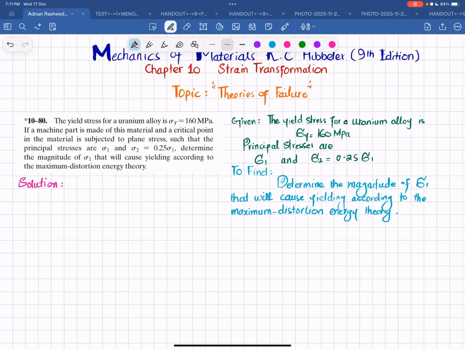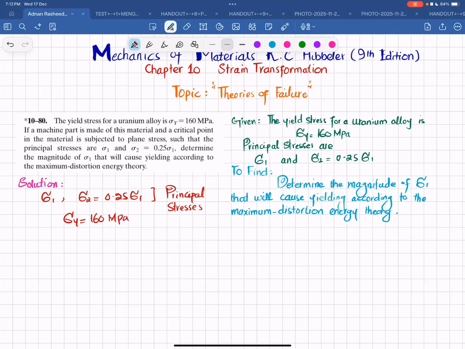As we know, we have been given sigma 1 and sigma 2, which is equal to 0.25 times sigma 1. They are known as principal stresses, and principal stresses are the maximum or minimum stresses that act on this plane state of stress, and we have been given sigma y is equal to 160 megapascal.